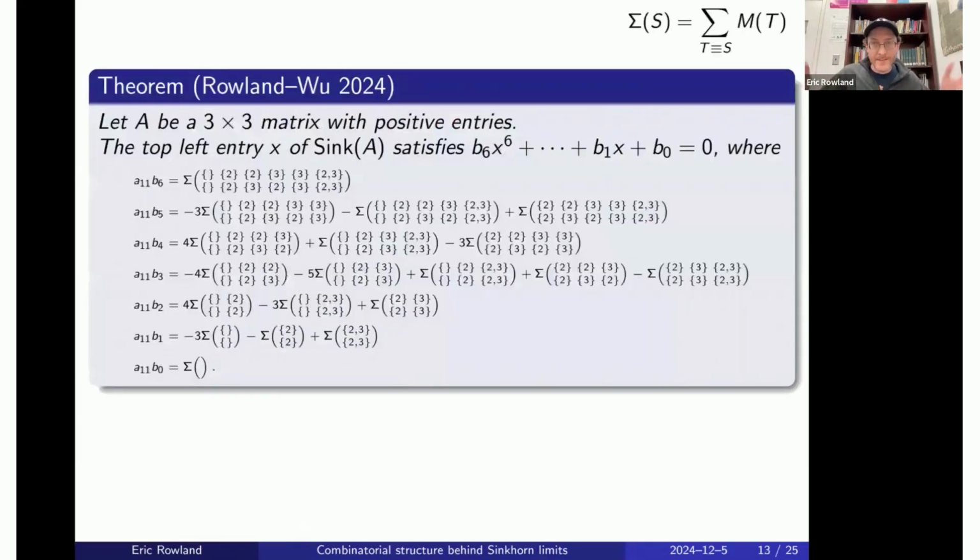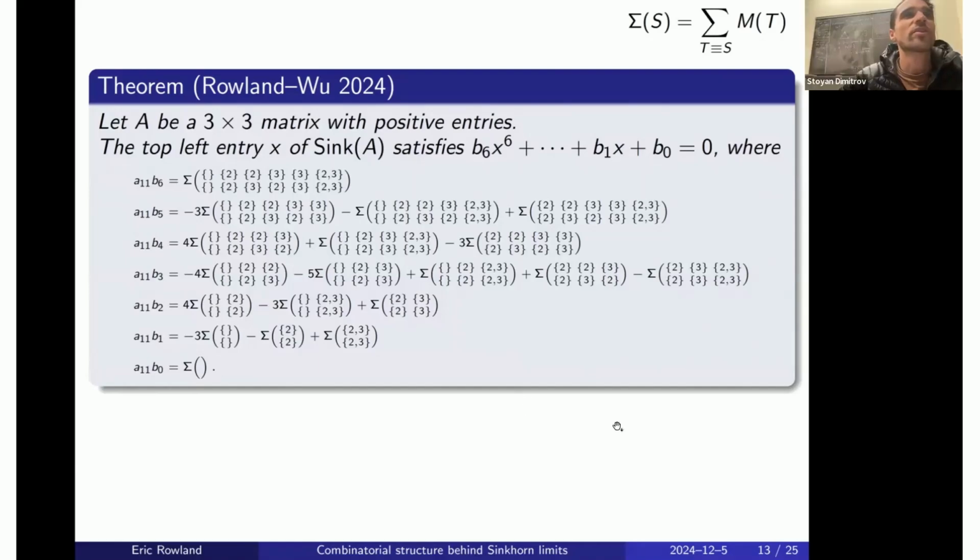Okay, so this is the answer. This is the definition of sigma. Sigma is the sum of the m of t's, where the t's range over the equivalence class of s. That you know. So these are minors, minor specifications that you can turn into each other by reordering the rows and columns. So this is the compact form for the coefficients of the polynomial equation that is satisfied by the top left entry of the Sinkhorn limit for a 3x3 matrix.